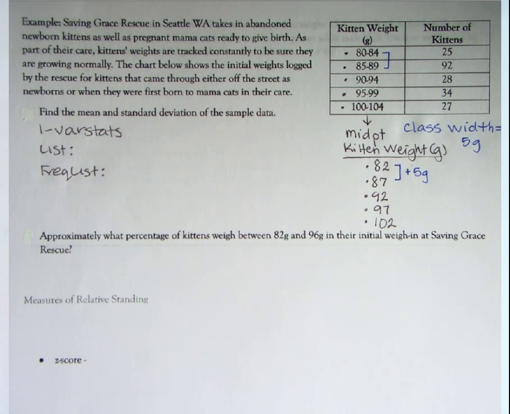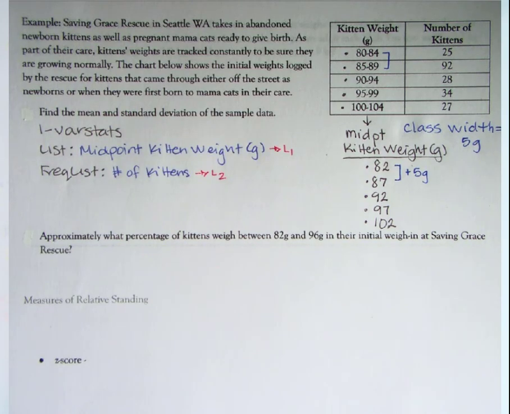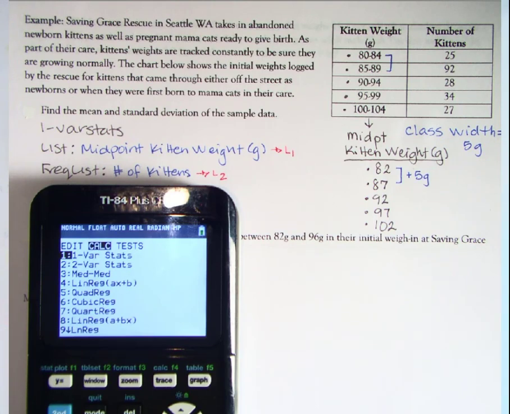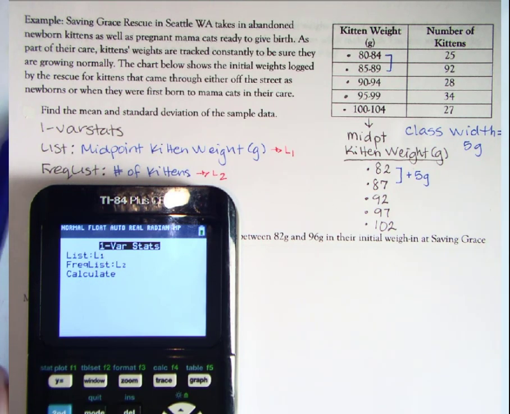With this frequency distribution to find the mean and standard deviation, I need my 1-Var Stats calculator feature. In the list, I'm going to enter my midpoint kitten weight in grams, and my frequency list will be the frequency that applies to each of those classes, which is going to be the number of kittens. Now that I've entered my paired data into the calculator, I can do my 1-Var Stats calculator feature. Click Stat, over to Calculate, hit Enter. Make sure that your list and your frequency list names are correct, and if not, that you change them.